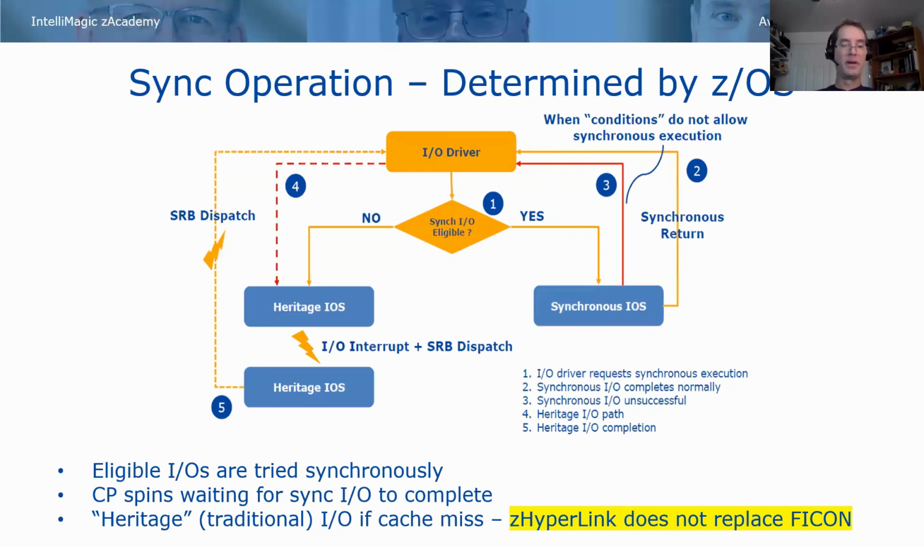Lastly, just an important point, again, at the bottom, to emphasize that this technology is not replacing FICON. As the title of the session suggests, this is a fast lane. This is for certain types of data. You have this fast lane option. FICON is still there to do most of the heavy lifting for most of your IO.